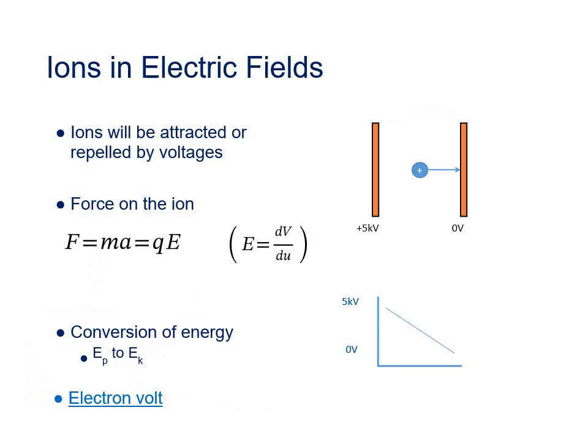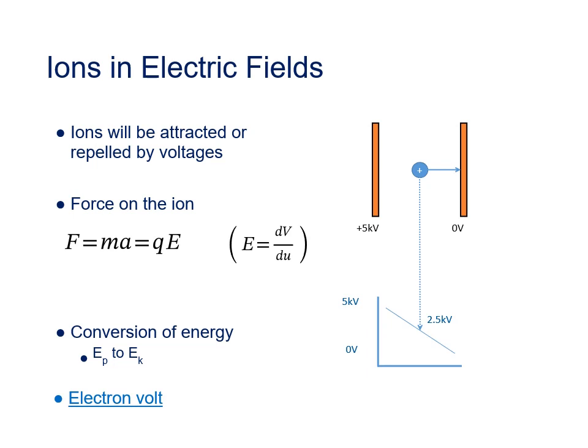In this example, the ion is starting exactly in the middle of these two plates. This means that it will start at a potential exactly halfway between the two voltages. So that means that this ion will start at a potential of 2.5 kilovolts relative to the ground plate. As the ion accelerates towards the ground plate, it's building up kinetic energy. But how much kinetic energy does it build up?